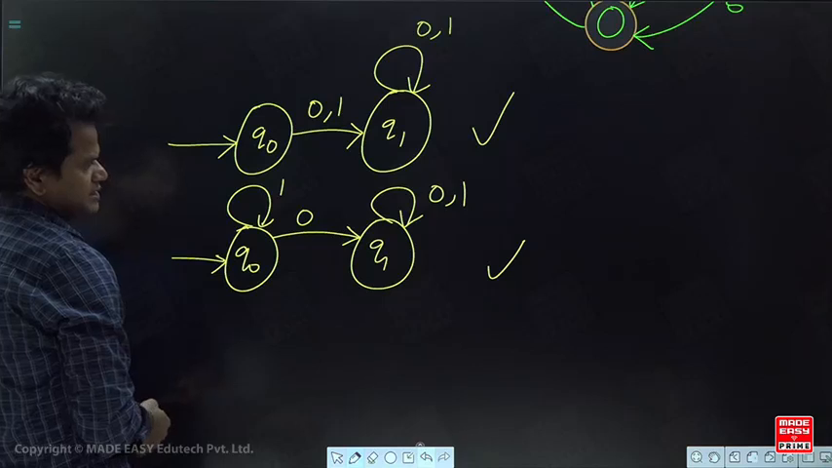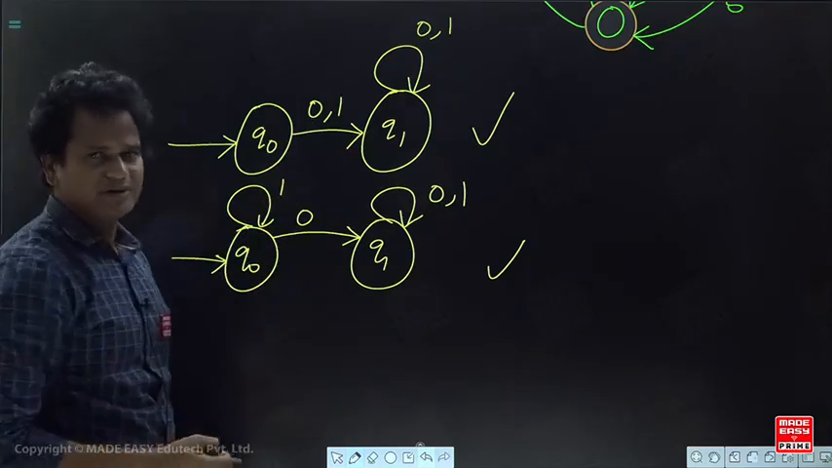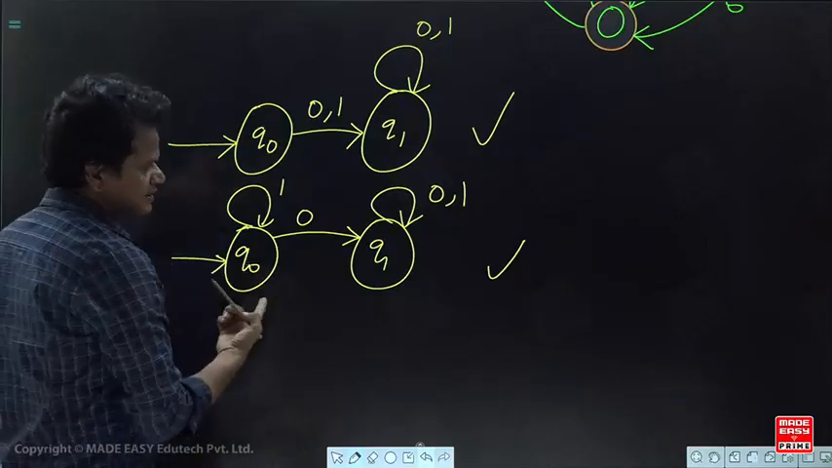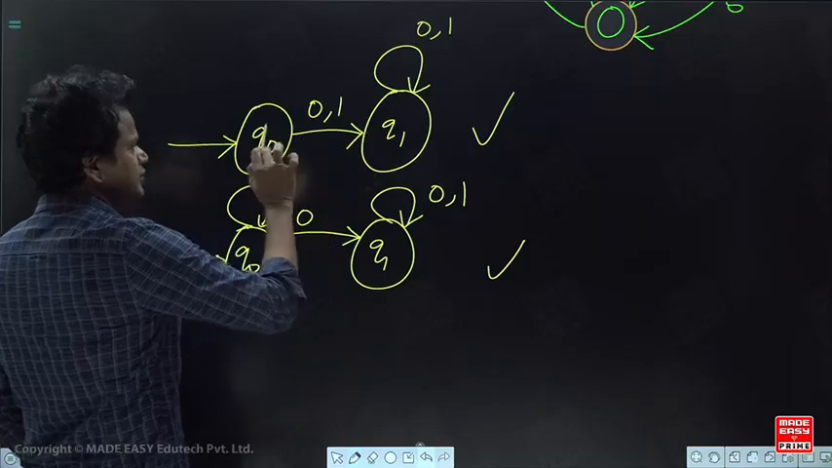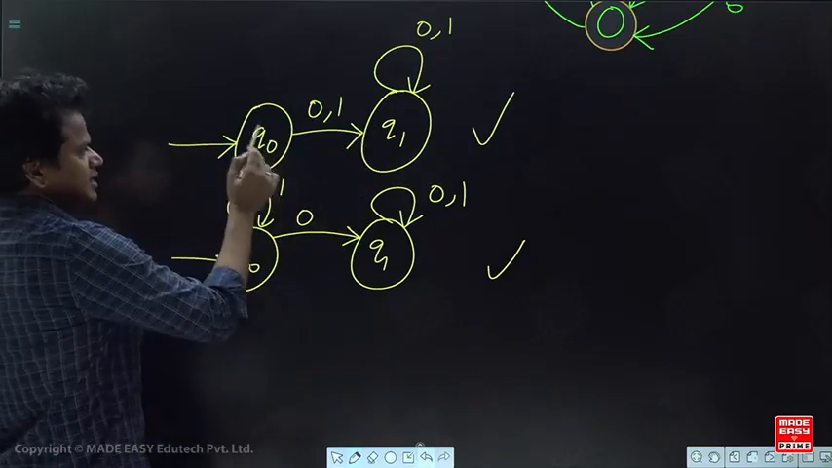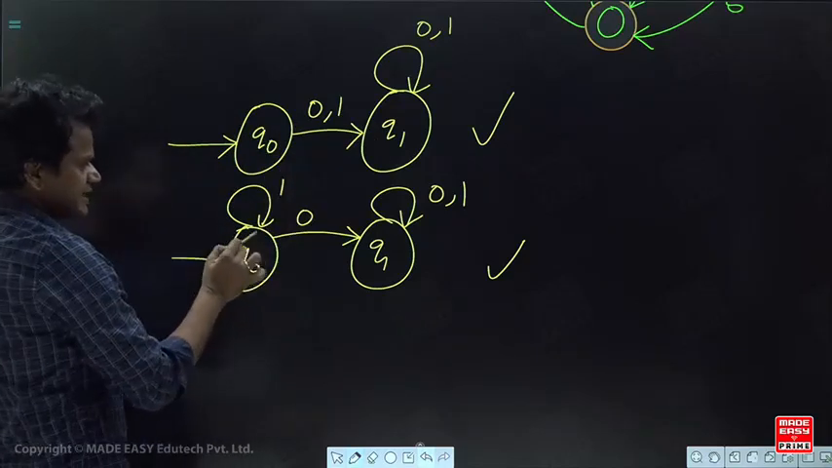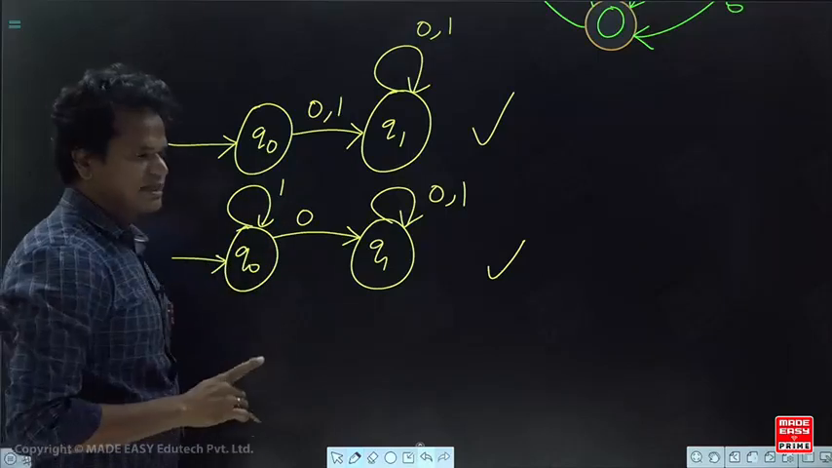So guys, tell me, are these two DFAs the same? Do these two look the same? Structurally, are they the same? In the initial state here, when 0 comes, it goes to Q1, and when 1 comes, it also goes to Q1. In this diagram, in the initial state, when 1 comes, it goes to the other state, whereas in this diagram, when 1 comes, it stays in the initial state only. So these two diagrams are different.